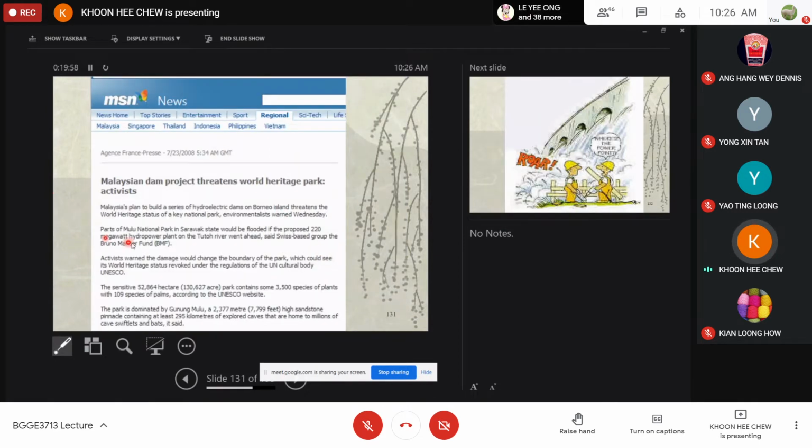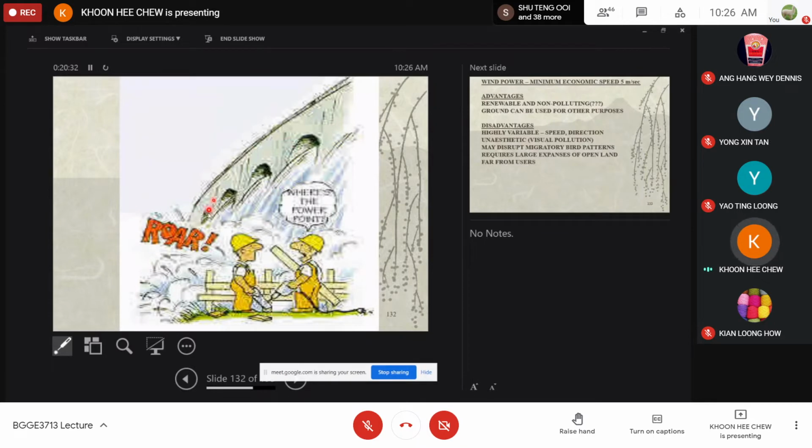And you see, this one is a report by people claiming that the Malaysia dam project, where we want to build a dam in Sarawak, they are saying that our dam project will threaten the World Heritage Park. We conserve the national park or whatever. It will destroy it. Malaysia plans to build a series of hydroelectricity dams on Borneo Island, threatening the World Heritage status. So that is causing pollution, a land pollution. Okay, so this cartoon just shows you the hydroelectricity, the dam.